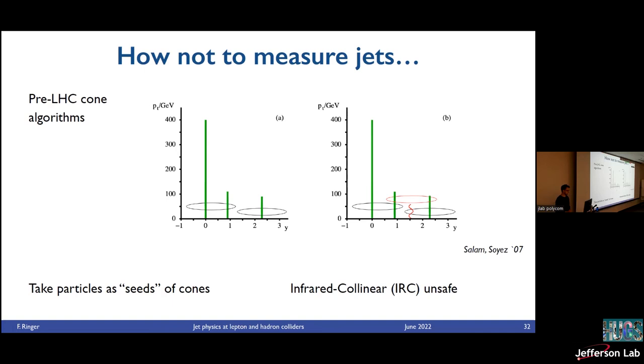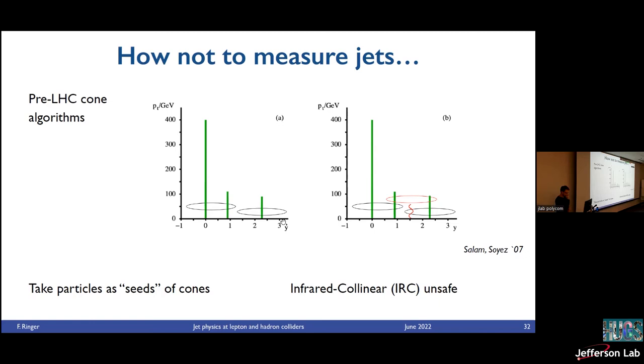And that leads us to infrared collinear safety. What is shown here is an example of a particular event configuration with three particles. Typically we look at this in a plane, but for simplicity, this is just a one-dimensional example. What you see on the vertical coordinate is, say, the transverse momentum in GeV. And then you have the rapidity, or for now, we can just use the distance between particles. And so you can draw cones around these particles. In this case, for example, we find two jets. With this particular configuration, we draw two cones around it and we find two jets.